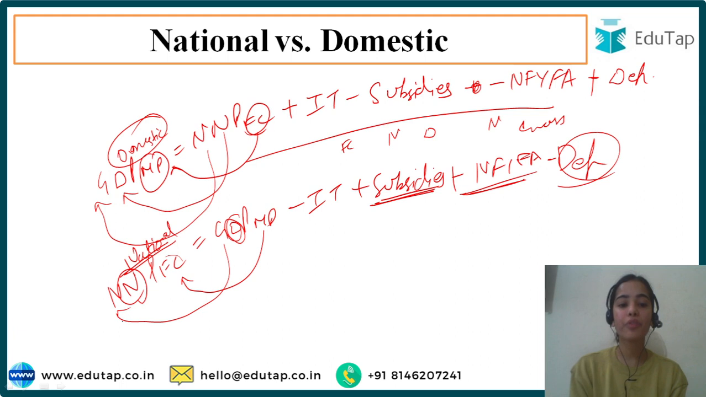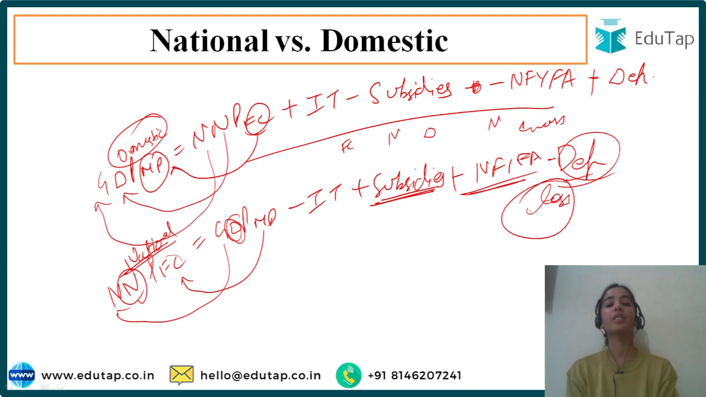So from gross, if we want to go to the net, we need to deduct the depreciation, that is we need to take into account the loss that has happened because of the depreciation, because of the wear and tear. So this is the concept, that how we can convert from one concept to the other concept. With the same logic, you can convert from the GDP MP to the GNP MP.